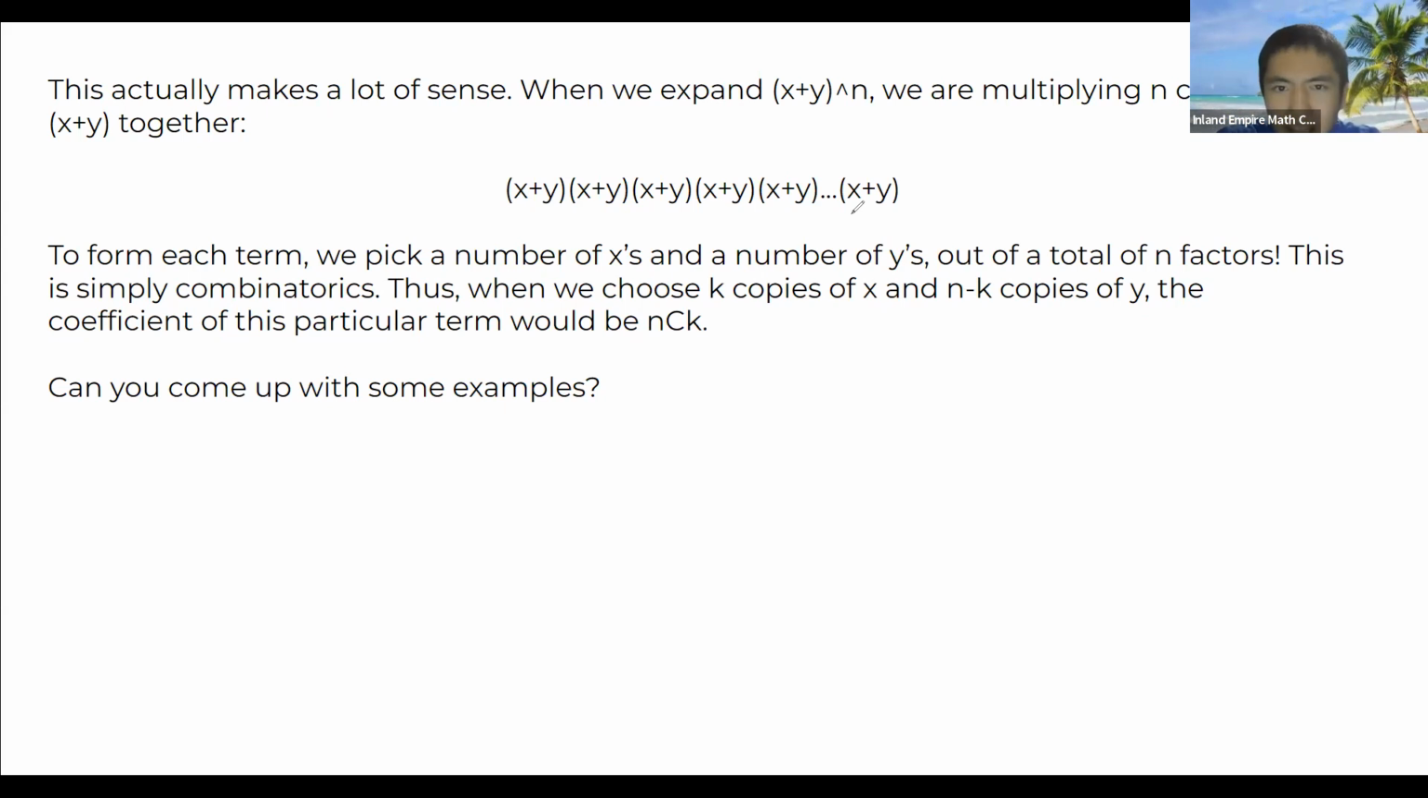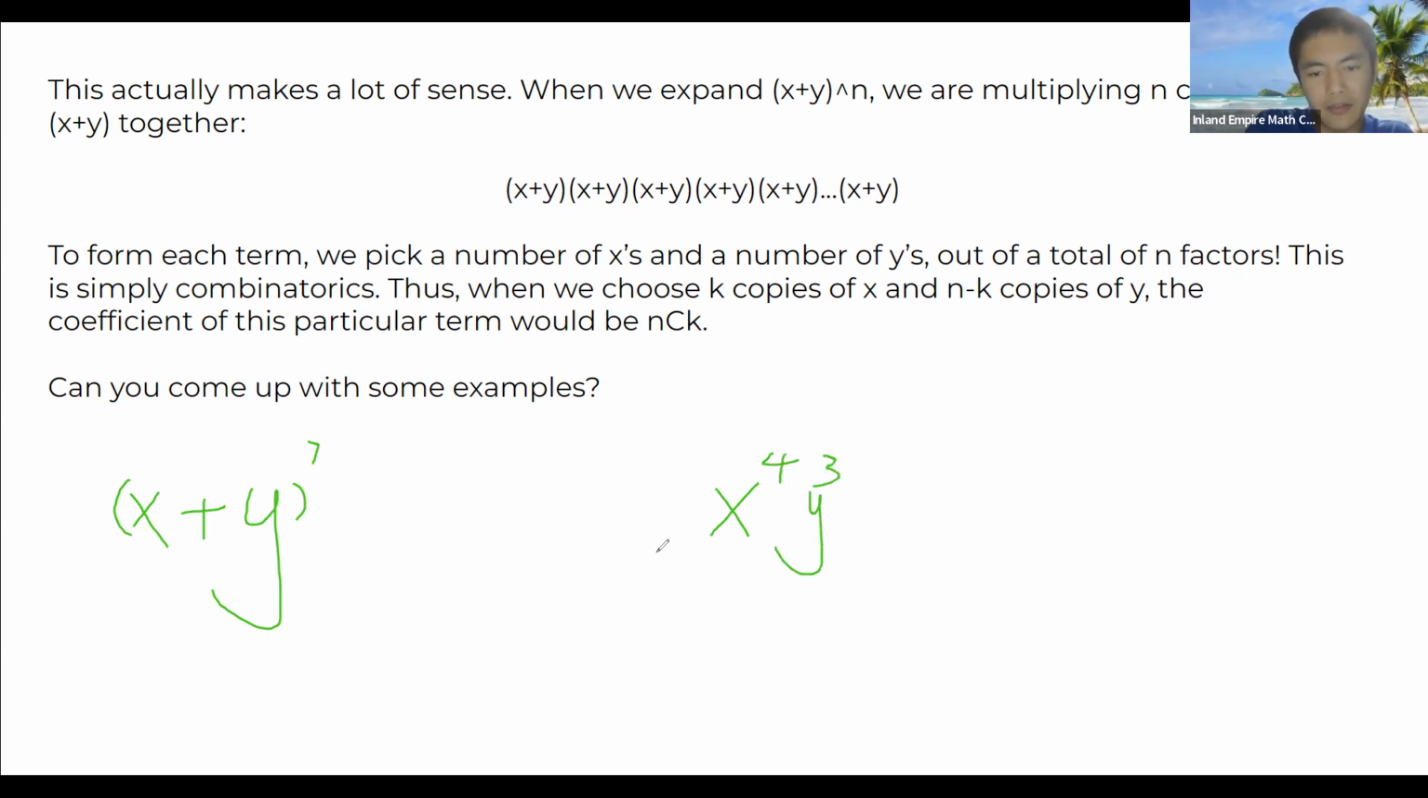So can you guys come up with some examples? So for example, let's say that we are evaluating x plus y to the seventh power. So what would the coefficient of x to the fourth y cubed be? What's the number that would go in front of this? Seven. Ha, not quite, but it's a good guess.